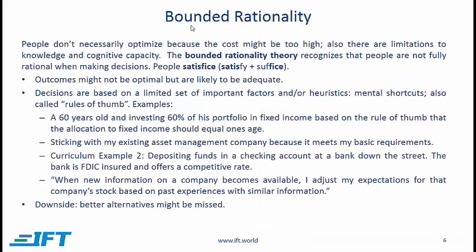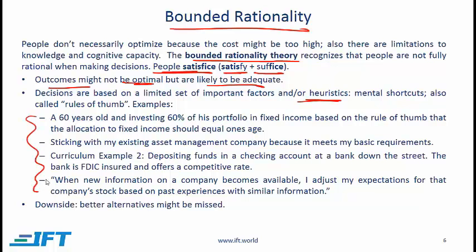Another important concept in behavioral finance is bounded rationality. People don't necessarily optimize because the cost might be too high. Also, there are limitations to knowledge and cognitive capacity. The bounded rationality theory recognizes that people are not fully rational when making decisions. Instead, people satisfice, and satisfice is a combination of satisfy plus suffice. The outcomes might not be optimal, but they are likely to be adequate or sufficient. Decisions are based on a limited set of important factors and/or heuristics. Heuristics are mental shortcuts or rules of thumb.